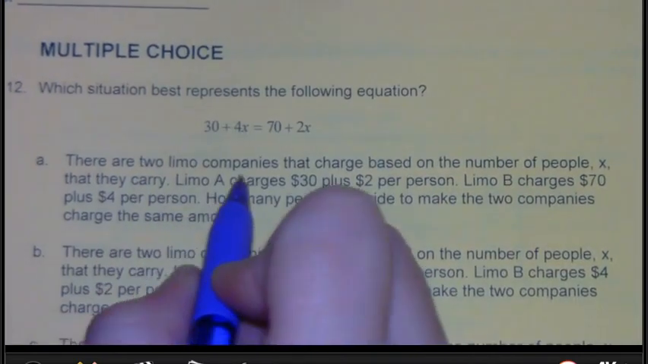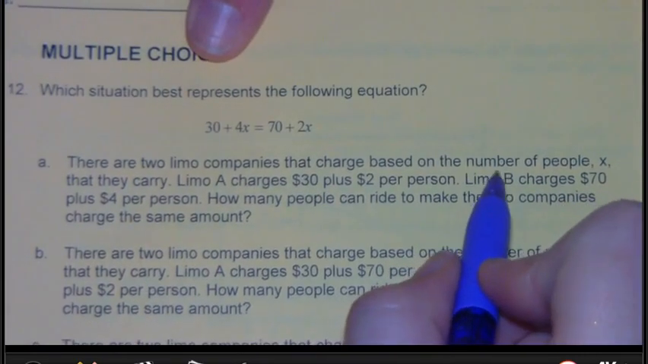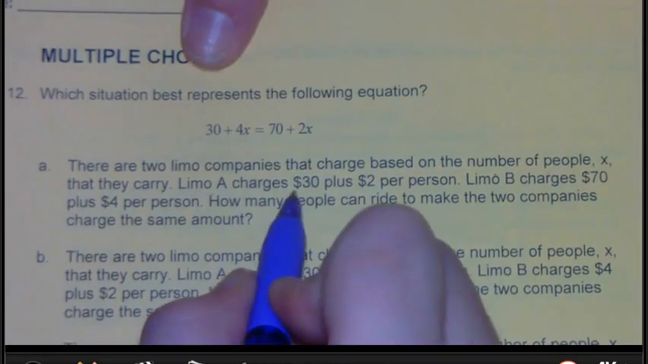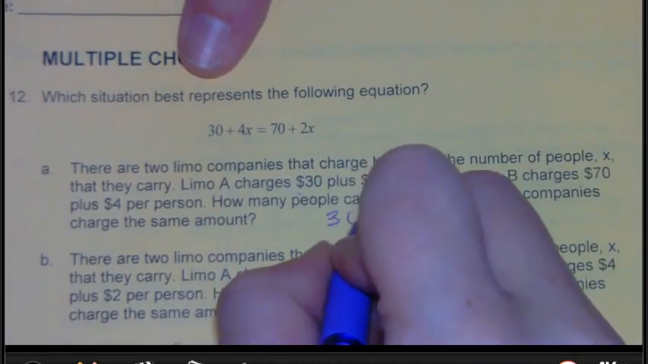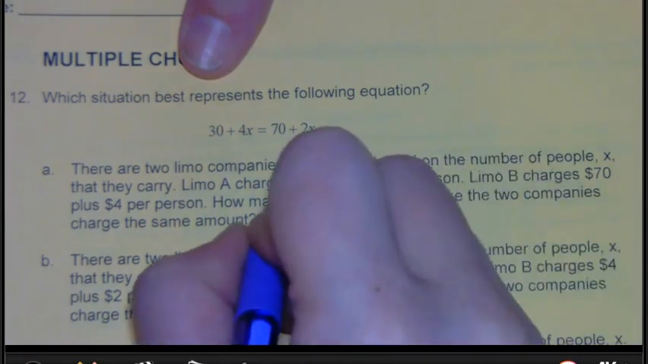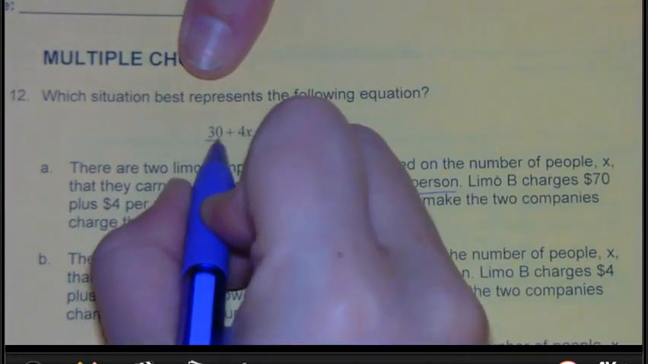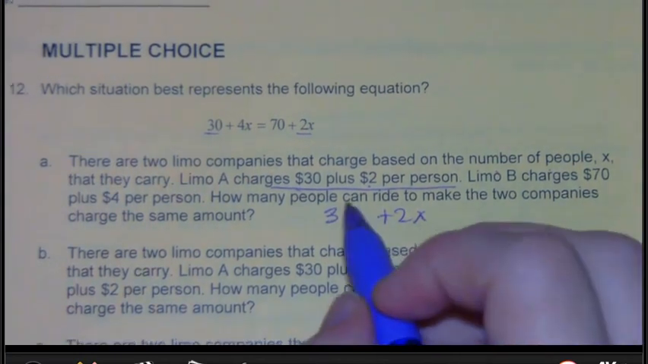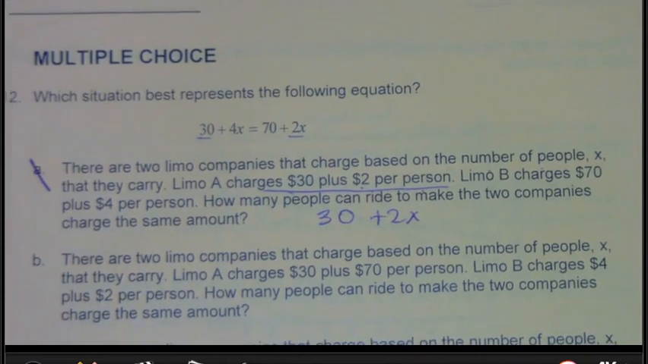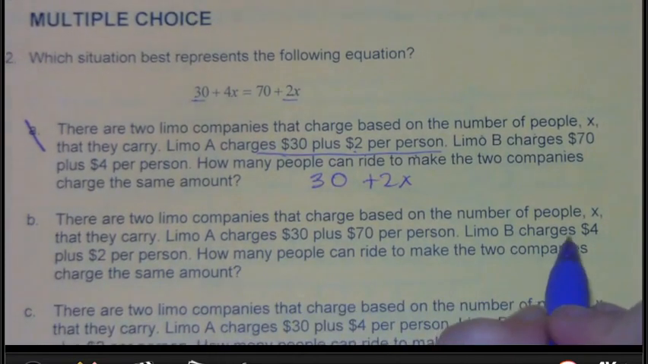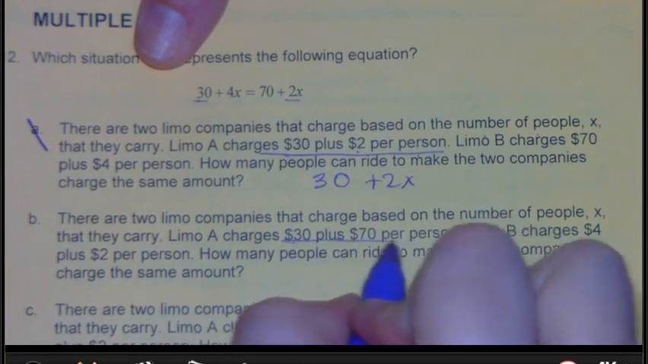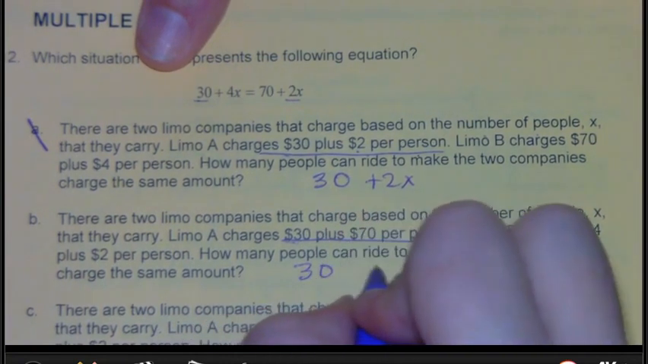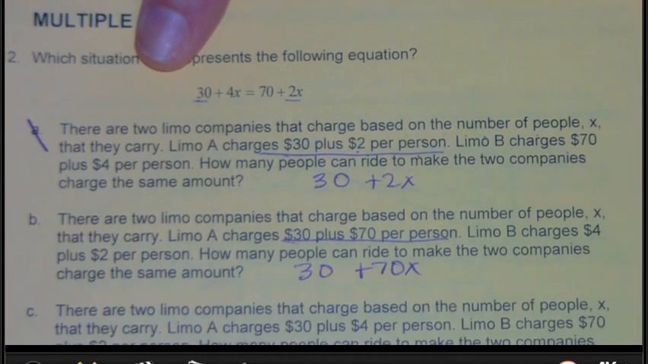All right, so there are 2 limo companies that charge based on the number of people X. Limo A charges 30 plus 2X. Well, I can stop right there because I see that I have 30 and then I have 2X on opposite sides. And I'm told that 30 and 2X has to be on the same side here. So that's how I can eliminate A. All right, let's look down here. Limo A charges 30 plus $70 per person. Well, 30 plus 70X. Well, wait a minute.